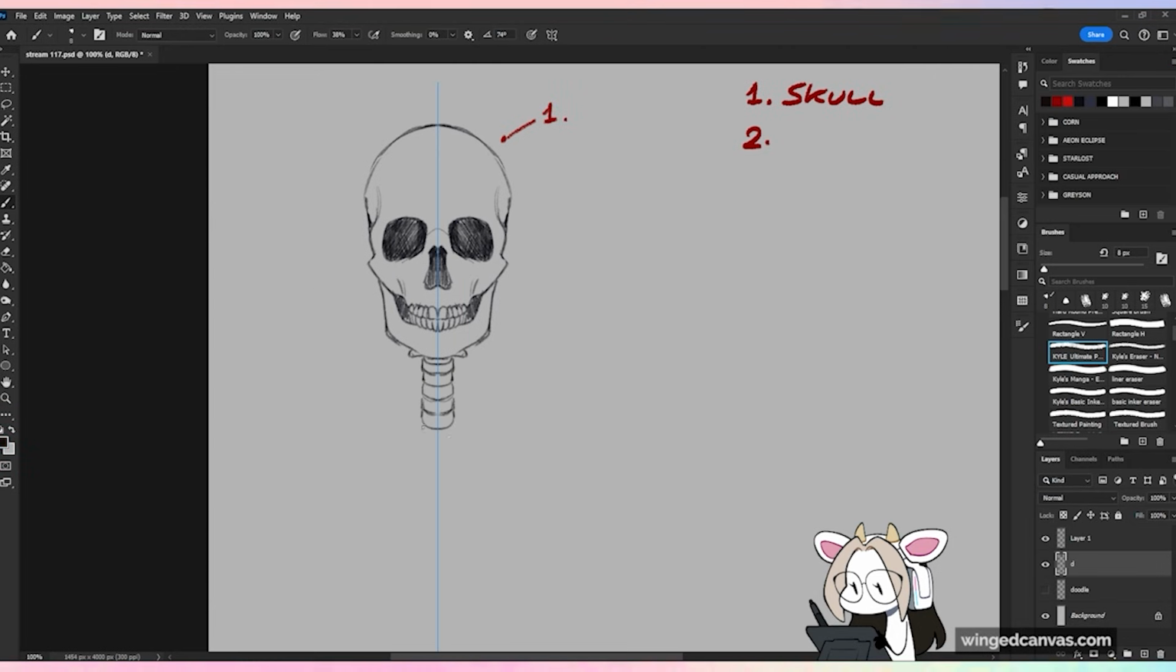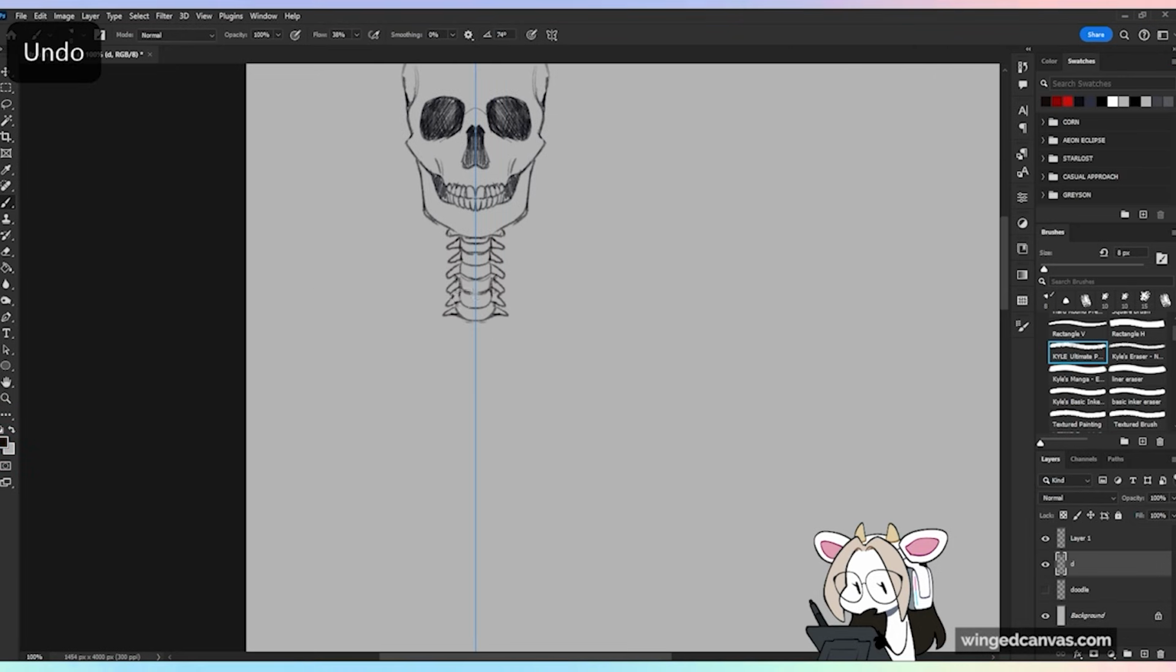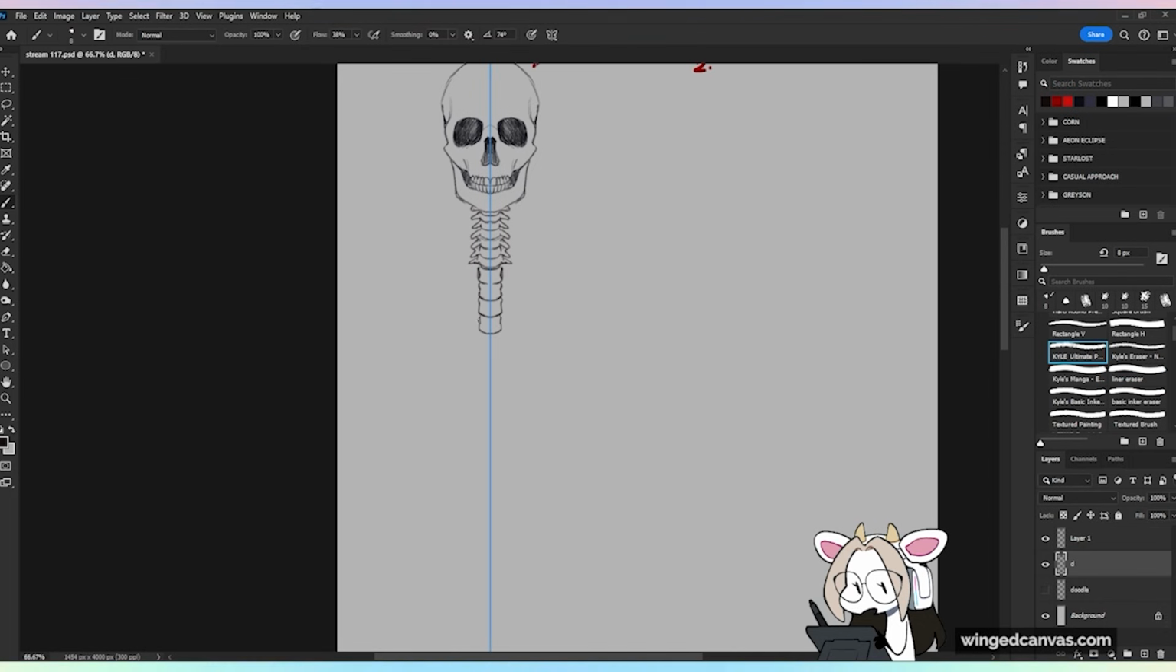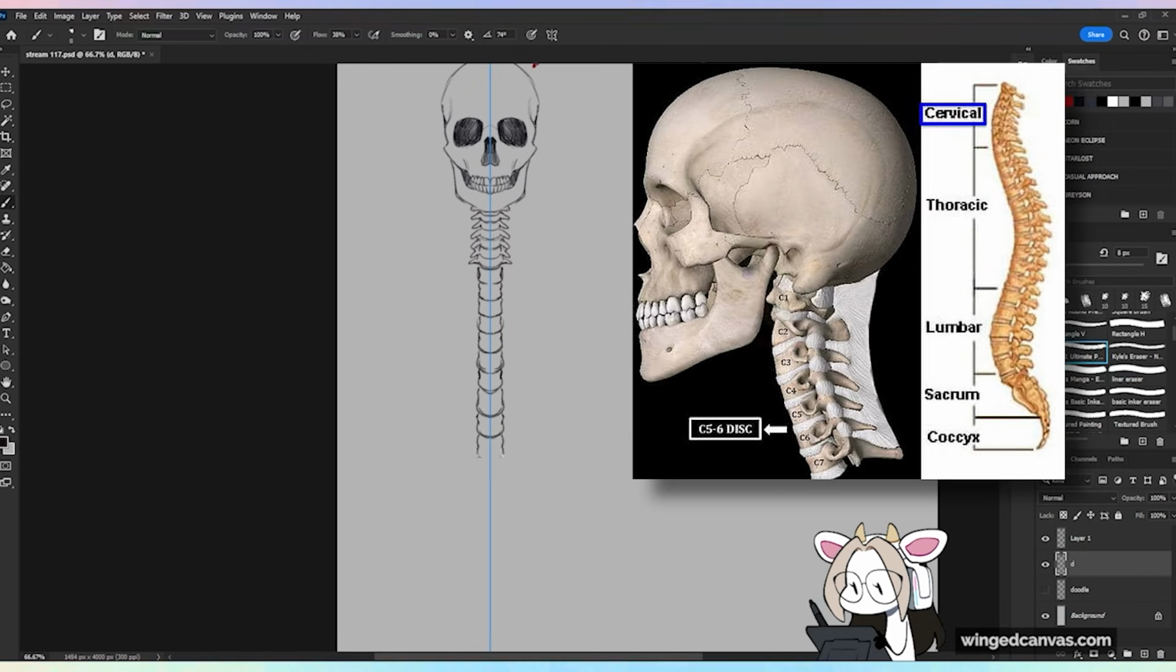I'm going to give a better explanation of the spine in a sec, but just to note that the cervical part of the spine, the neck, doesn't connect directly to the chin. We've got to think in a 3D space when drawing anything, so if we turn the head to a profile view, the spine connects closer to the center of the back of the skull at the cranium.